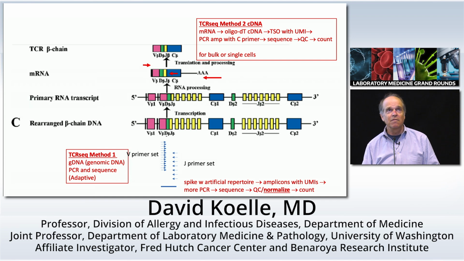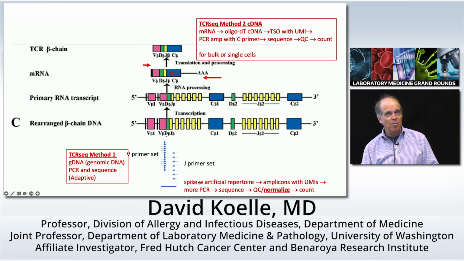I'm going to hope that I can find my cursor again. Here we go. So the method that's been commercialized by this company down here really sequences the genomic DNA. And so there's a preliminary PCR where there's a whole bunch of primers that correlate with all of the different V genes, and then there's some J gene primers. You do a preliminary PCR.